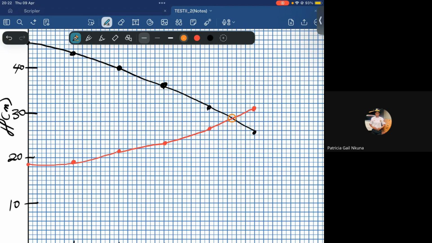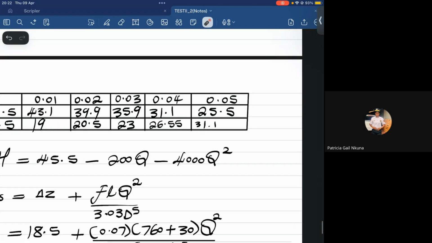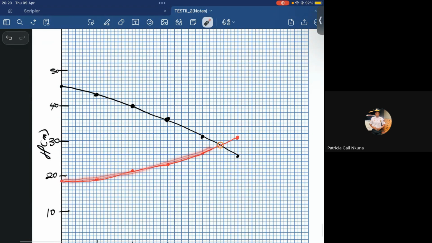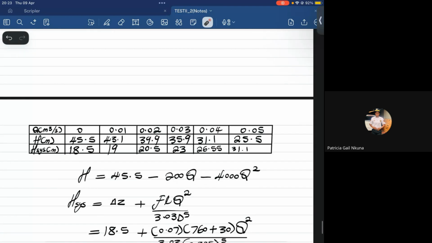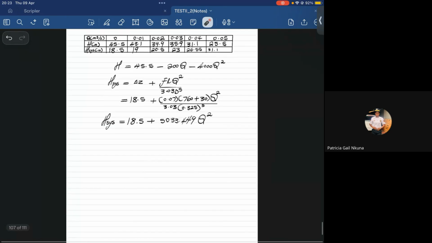In a case where the system curve and the characteristic curve don't cross each other, you must extend your volumetric flow rate readings until they cross, because the aim here is to get the volumetric flow rate and the pump head. If these two curves were not crossing each other, we would extend the volumetric flow rate readings, so we'll have 0.06, 0.07, maybe up until 0.1. Eventually they will end up meeting somewhere.